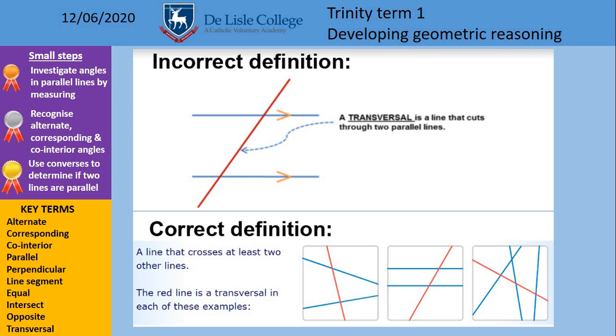Okay, so on the bottom there are 3 examples of transversal. Now, they do not have to cut through 2 parallel lines. That's often a misconception, that it is only transversal if it cuts through 2 parallel lines. It just has to be at least 2 other lines. Those lines do not have to be parallel. Remember, parallel lines are 2 lines that are always equidistant. They're always an equal distance apart, but sadly they will never ever meet. They stay that same distance apart.